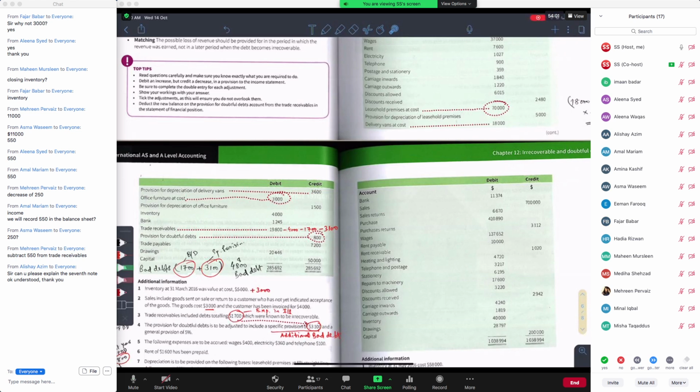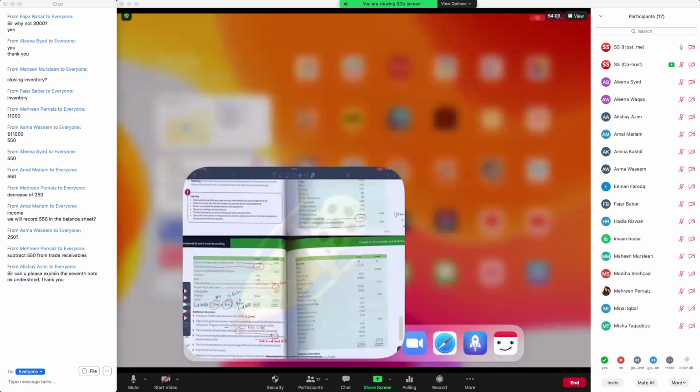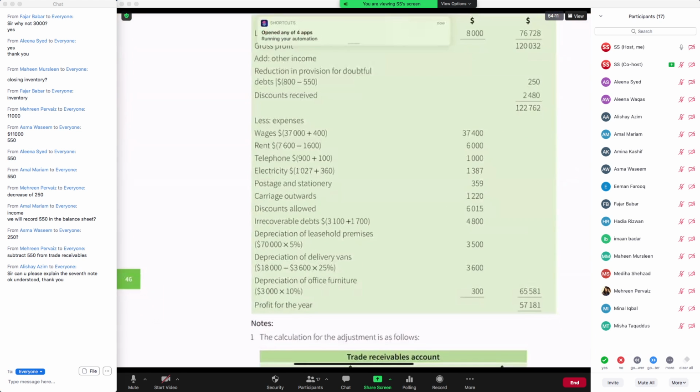Okay, sir, understood. Great. So once you complete your balance sheet, then you let me know. I will show you the balance sheet.